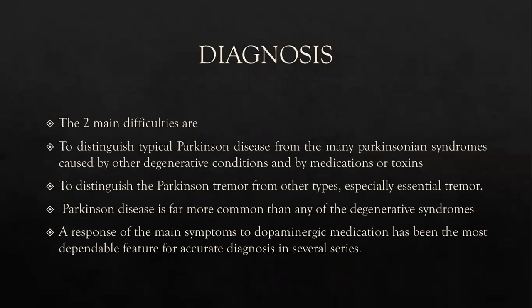In the diagnosis of Parkinson's disease, we face two main difficulties. One is to distinguish typical Parkinson's disease from the main Parkinsonian syndromes, which also cause similar symptoms. Another is to distinguish the Parkinson's tremor from other types of tremors like essential tremor. Parkinson's disease is far more common than any other type of degenerative syndromes. A response of the main symptom to dopaminergic medication has been the most dependable feature for accurate diagnosis in several series. When one notices tremors and other symptoms of Parkinson's, and there is a good response to levodopa, we make the diagnosis.